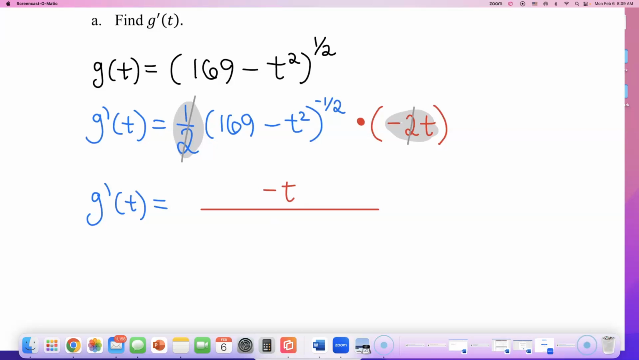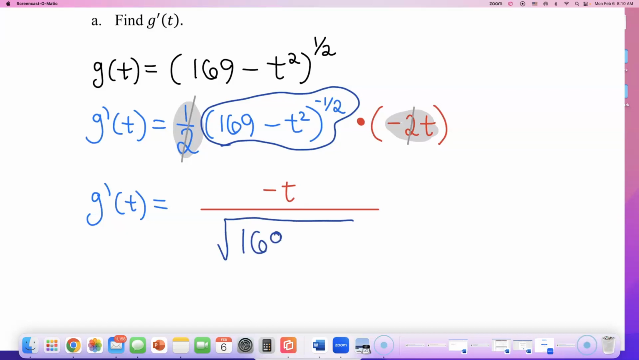You know why I'm drawing a fraction bar there, right? Because the leftover part that I just circled has a negative exponent. I'm going to send it to the bottom of the fraction. And let's put it back in the square root notation. So I'm doing two things: it's got a negative exponent, so send it to the bottom, but also let's put it back in a square root format. So that is g prime of t.